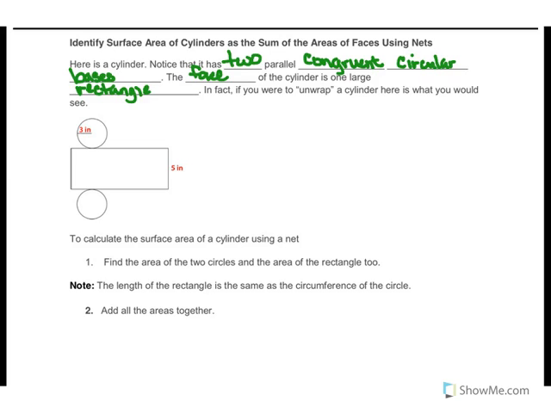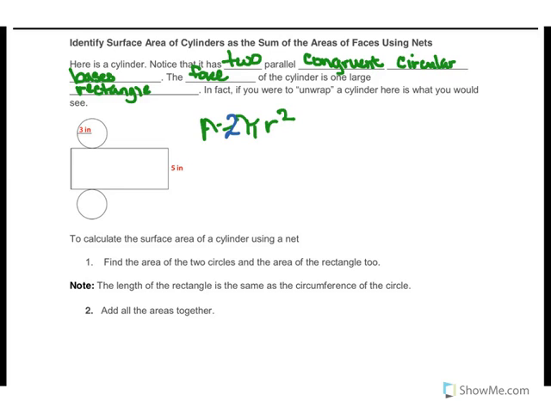So let's talk about the formula for the area of a circle. The formula for the area of a circle is pi r squared. And because we have two circles or two bases, I'm going to put the number 2 in front of my formula. Listen, you can find the area of one circle if you want, and at the end multiply it by 2. So let me show you what I mean by that.